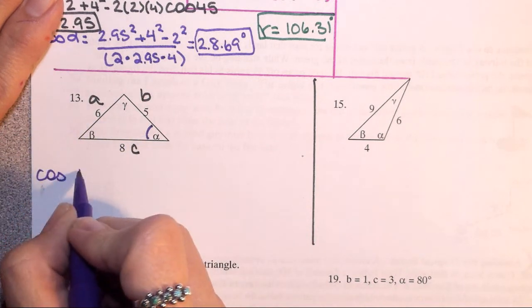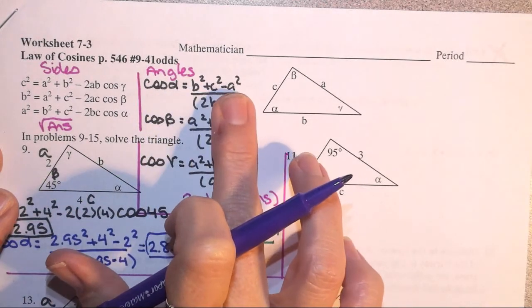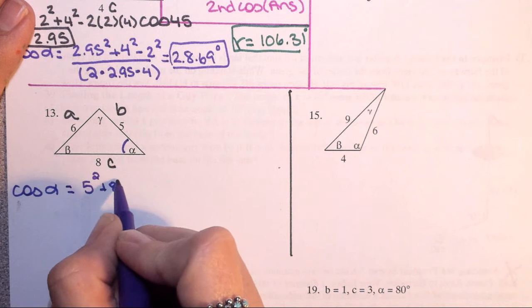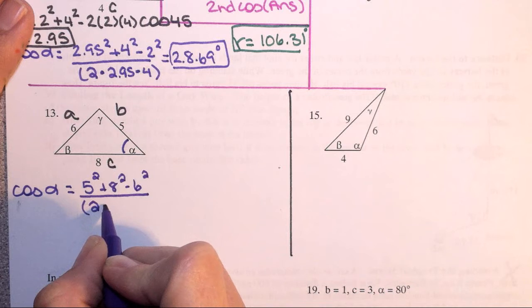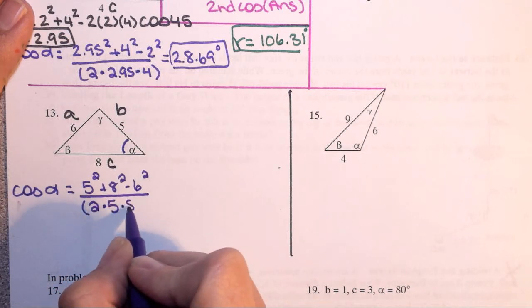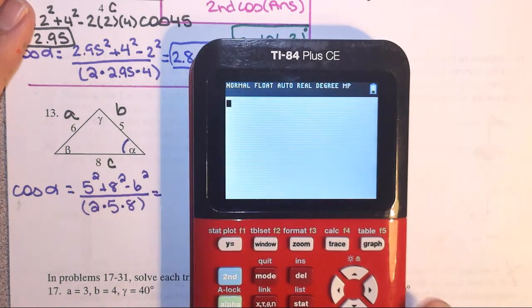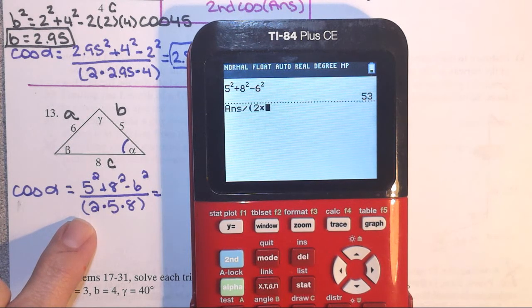So my formula for alpha, we wrote at the top of our paper, says we're going to do b squared plus c squared minus a squared divided by 2 times b times c. So cosine of alpha equals b squared plus c squared minus a squared, all divided by 2 times b times c. And again, the hardest part about this is just typing it in your calculator correctly. So I'm going to type in the numerator first, 5 squared plus 8 squared minus 6 squared, hit enter, divided by, remember to put those parentheses, 2 times 5 times 8.